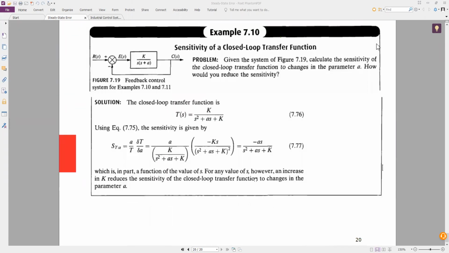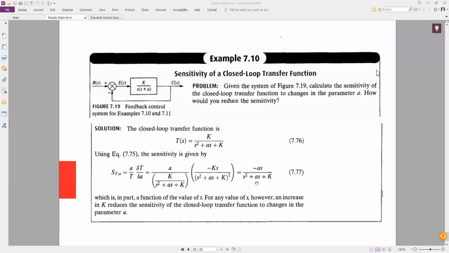A problem is given for the sensitivity. Given the system of figure 7.19, calculate the sensitivity of the closed loop transfer function to changes in the parameter a. How do you reduce the sensitivity? So find the closed loop transfer function T and the sensitivity, a by T, delta T by delta a. We have found a by T. Now you have got the T value, put this value, do the calculation, then minus a s by s squared plus a s plus K.